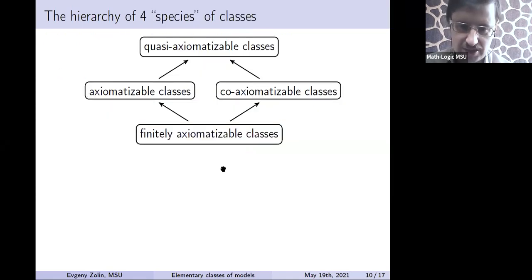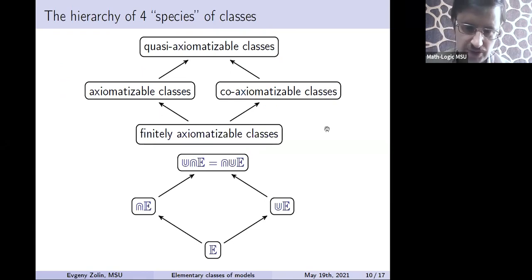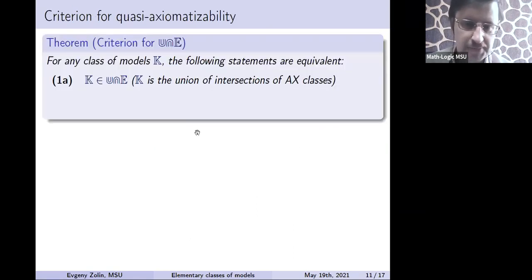But before that, let us review the whole picture. So in total, we will have 4 species of classes. Very simple classes, finitely axiomatizable, axiomatizable classes of models, co-axiomatizable, and quasi-axiomatizable. Or in our notation, we will have this picture. Great. Why does this happen?